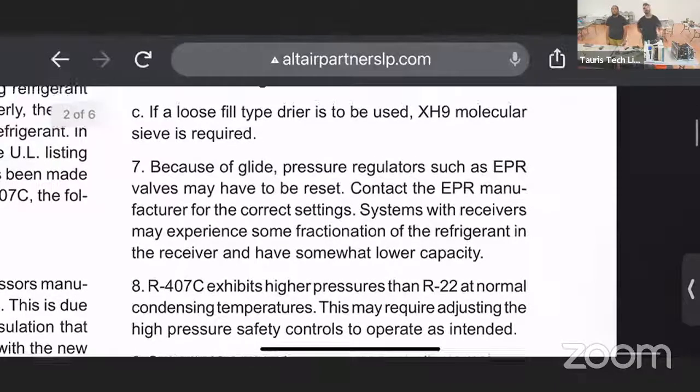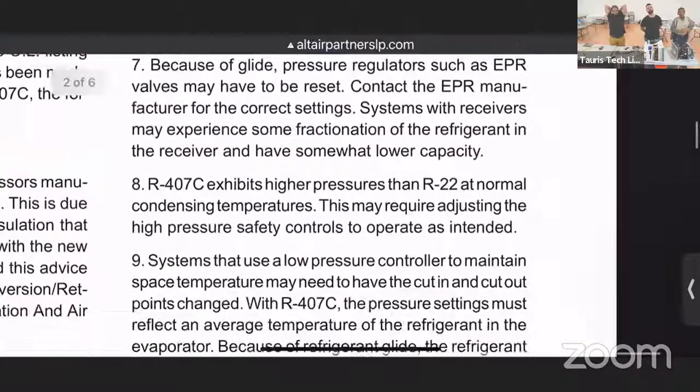Okay, so where it says glide, glide is temperature glide. That's where you have a refrigerant blend and you don't have one solid boiling point. There's a range. So we'll talk about that. EPR, evaporator pressure regulator.